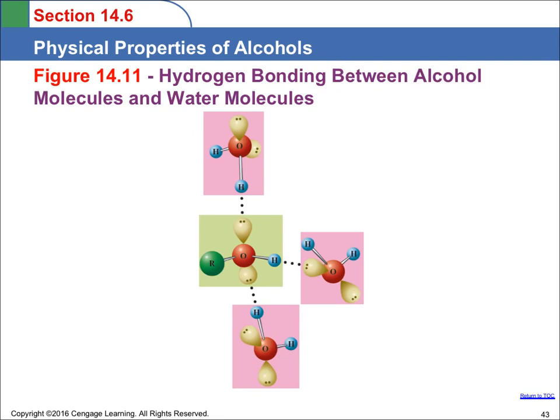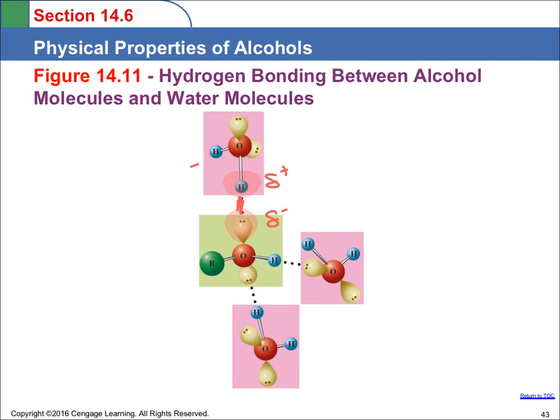Hydrogen bonding is an interaction between the hydrogen of one molecule and the lone pair on an oxygen atom of a second molecule. You can think of the hydrogen as being partially positive and the electrons being partially negative. So you've got a little magnet attraction going on.